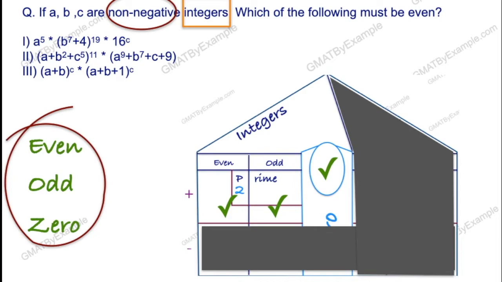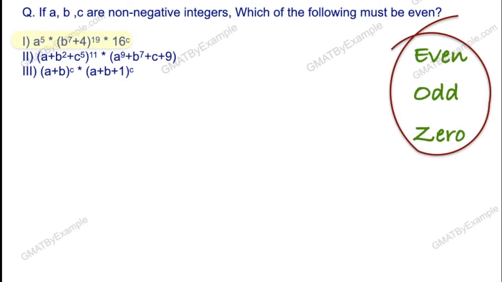All the positive even numbers, all the positive odd numbers, and 0. And 0 is an even number. It is important to think of it separately because 0 can be a possible trap. So let's get into the solution.